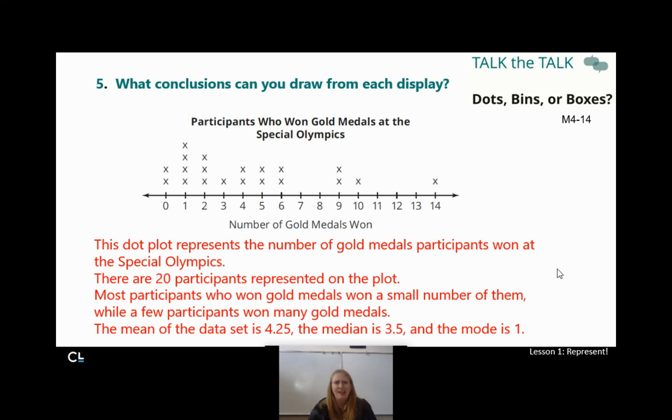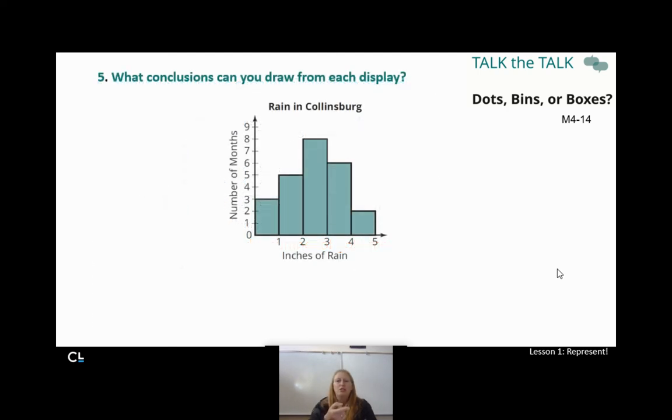Interesting. I actually could get a lot of data from that dot plot, couldn't I? What about your histogram? So the first thing I said was, okay, rain in Collinsburg, inches of rain, number of months. Oh, these are months. So 3 months plus 5 months. I got my calculator here. Plus 8 months plus 6 months plus 2 months. Oh, so this is a total of 24 months here, right? 3 plus 5 plus 8 plus 6 plus 2.